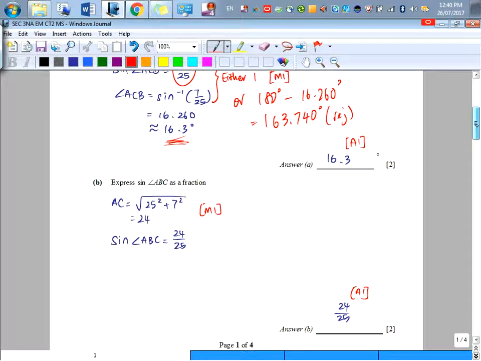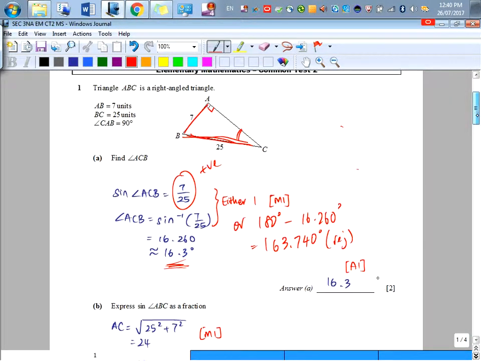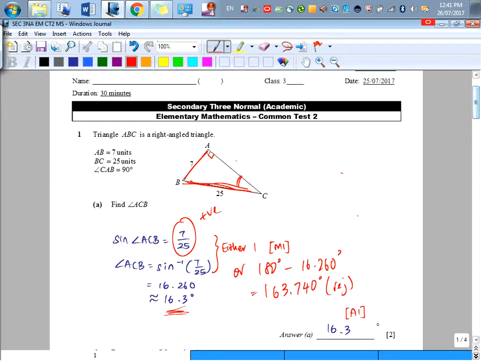Next, express sine ABC as a fraction. We have done this type of question in your homework before. What we have to do is to first find the side AC. And we can do so using Pythagoras theorem, where AC is equal to square root of 25 square minus 7 square, and we get 24. Okay, so this is 24 units.